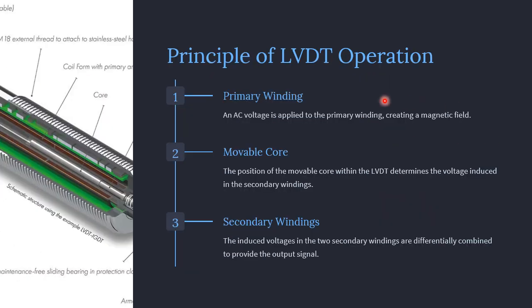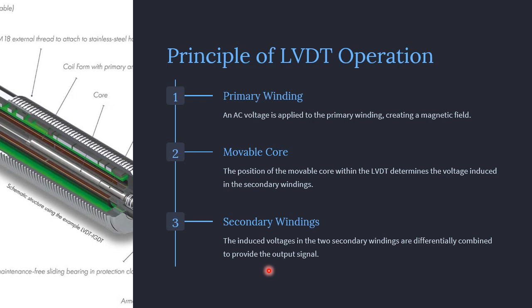Now, the principle of LVDT operation. Basically, there are three components on which LVDT works. First is the primary winding, second is the movable core, and third is the secondary winding. In the primary winding, an AC voltage is applied, creating a magnetic field. Then there is a movable core. The position of the movable core within the LVDT determines the voltage induced in the secondary winding. And in the secondary winding, the induced voltages are differentially combined to provide the output signal.